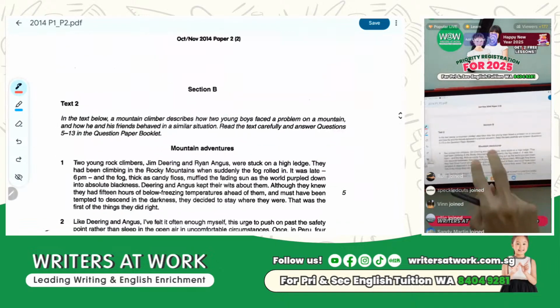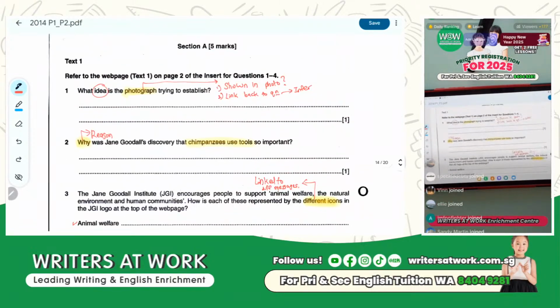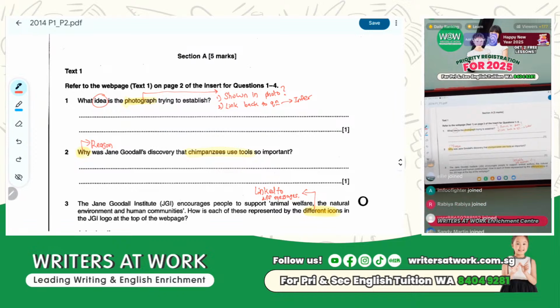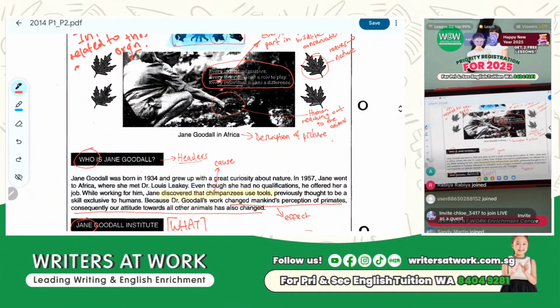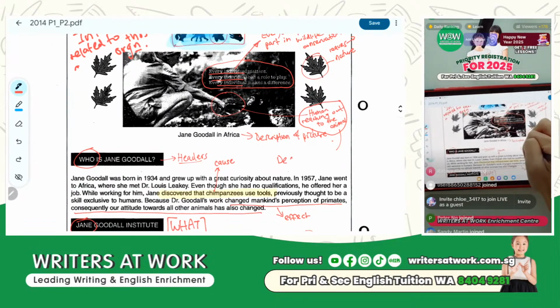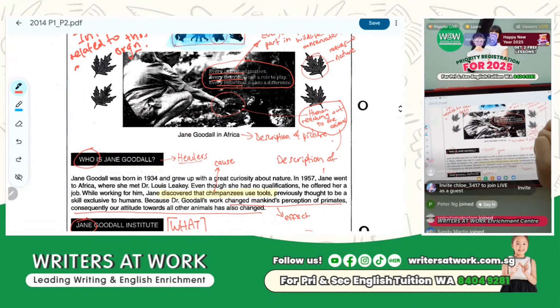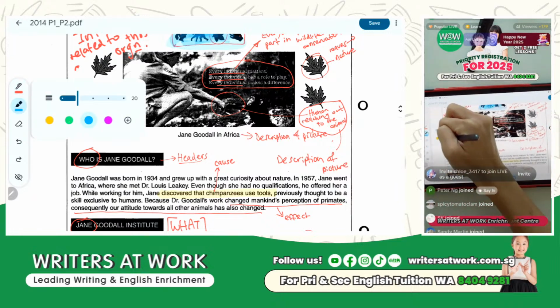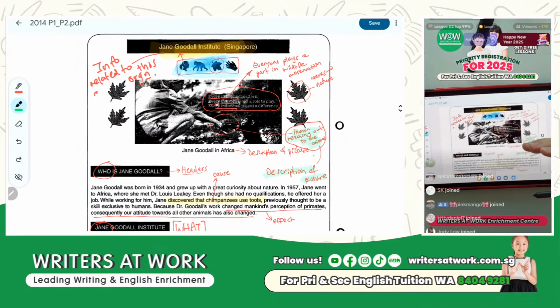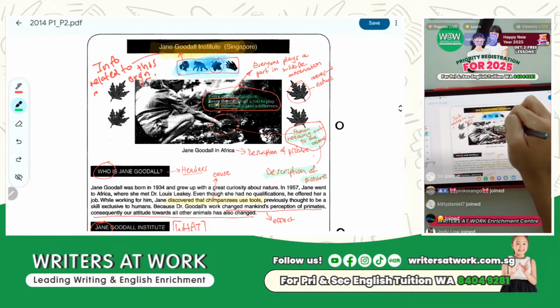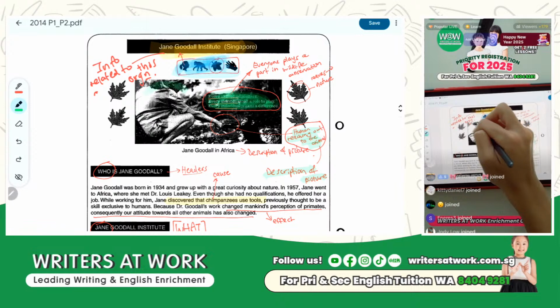Okay, we are looking at question 1 first. So what idea is the photograph trying to establish? You can see the photograph shows Jane Goodall reaching out to the animal. So this is what we will describe. This is the description of the photograph. Okay, let me just highlight in green first so we'll remember this. Now the next part is how this links back to what we are looking at. In this case, you can see that there are some words here, and probably these words have something to do with the picture.